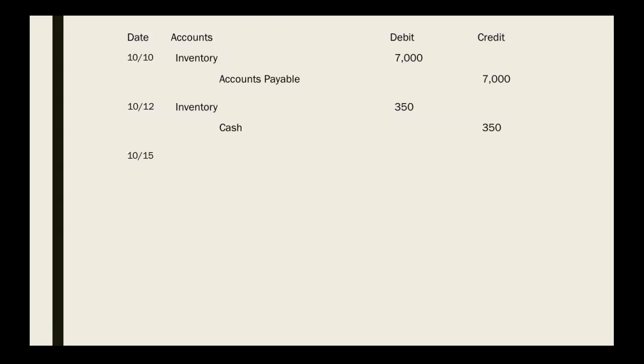So if we return goods to the seller, we need to show that we don't owe them that money anymore. So we debit accounts payable for this $500 of these damaged goods that we returned. And if we return goods, we don't have those goods anymore either. So we need to decrease our inventory. We need to credit our inventory for this $500.